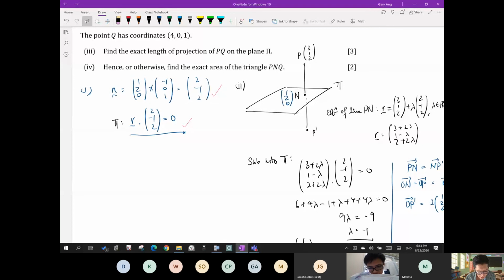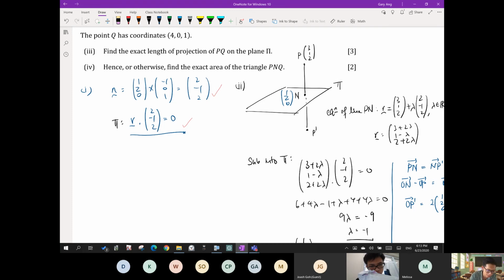The point Q is this. Find the exact length of projection of PQ onto the plane. This one is a good question, because some people memorize the formula, which is not wrong, not their fault, because the teacher will probably ask you to memorize anyway. So when they see the word projection, they straight away think of the formula A dot B cap, because A dot B cap is actually the formula for projection of A onto B, correct? It makes a lot of sense, right?